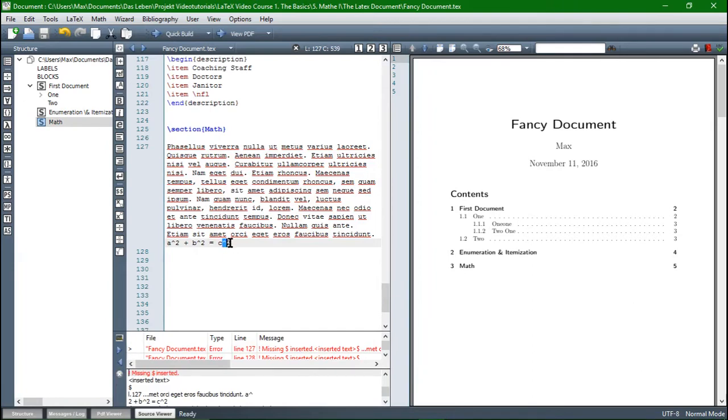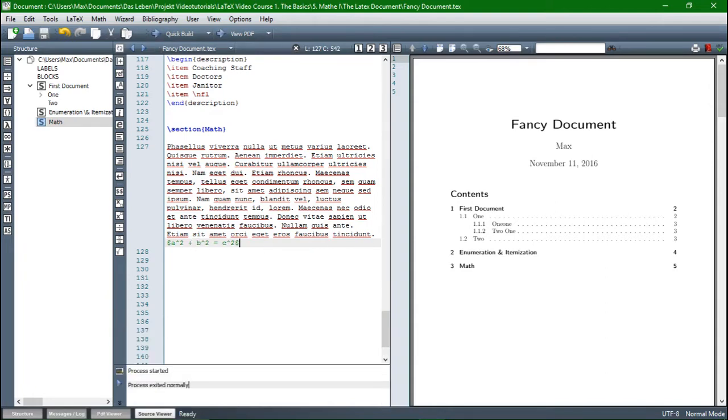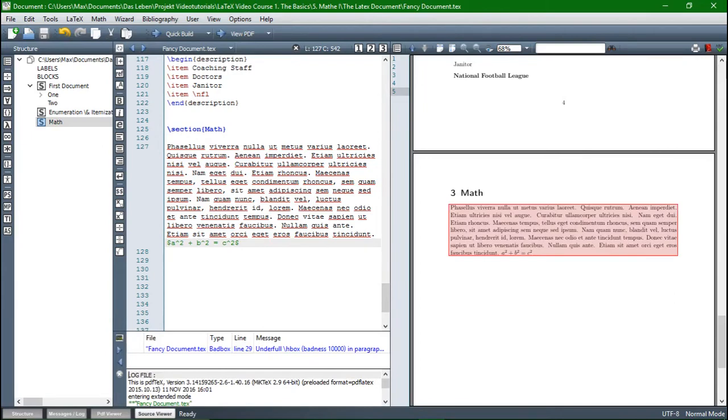What can we do? We can set this expression in a mathematical environment. The first mathematical environment I want to introduce is the one introduced with dollar signs. So just put this equation in between dollar signs and then we can compile, and LaTeX is going to give us the equation. Wonderful.